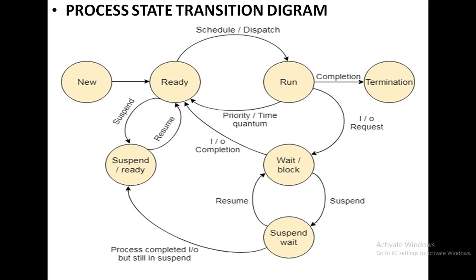If at the time of execution one process needs some resources, then it is moved to the waiting or blocked state. And if the execution is completed, then it is moved to the termination state to display the result. So this is the working structure of the process state transition diagram. Let me go through the notes.